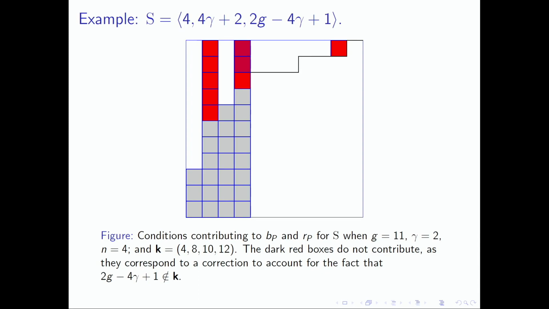I see. So here, actually, the color didn't show up in this picture. These two are supposed to show up as dark red, and they actually don't contribute because it turns out this element 2g minus 4 gamma plus 1 doesn't belong to the ramification vector. But what's happening in this picture is that these columns where red boxes show up are exactly 4, 8, and 20, and those are exactly the Betti elements of the semigroup. So that's the most important takeaway from this picture.